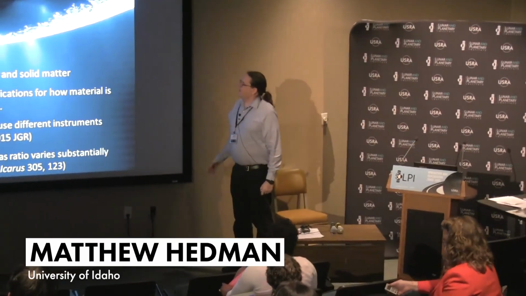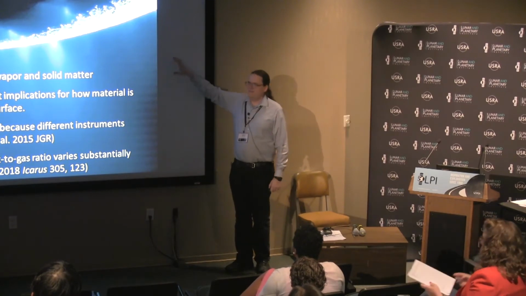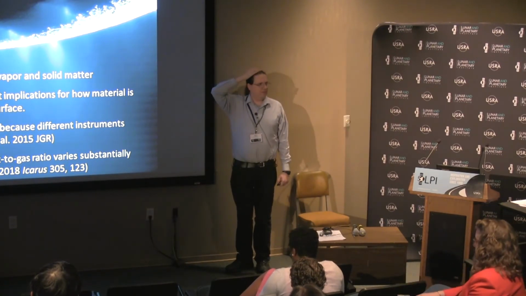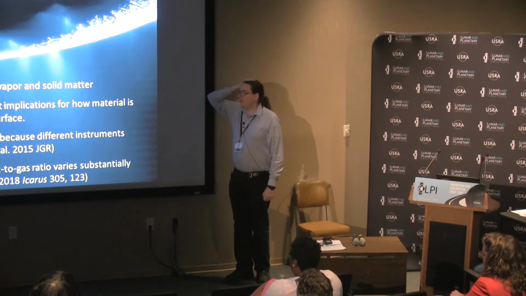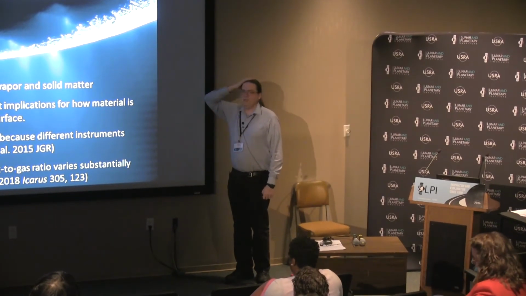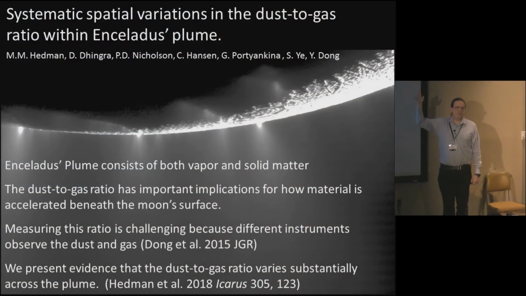I'm here to talk a little bit more about how we can actually use this data from Cassini to learn more about what's going on beneath the surface. Specifically, one of the things we can start to do now is look at variations in properties. And of course, people go like, well, each one of those jets is probably its own thing, but there are systematic variations across this that are important.